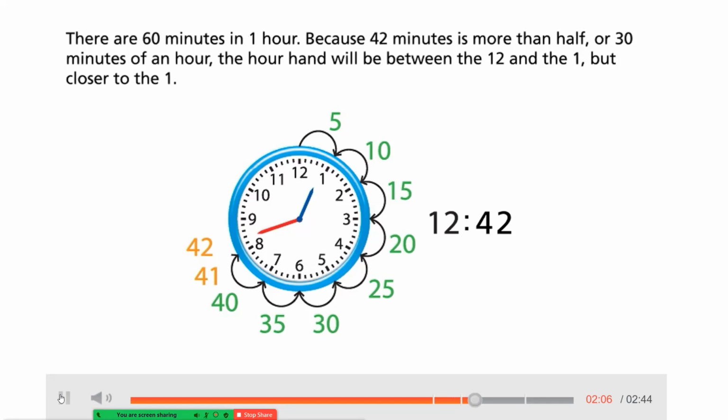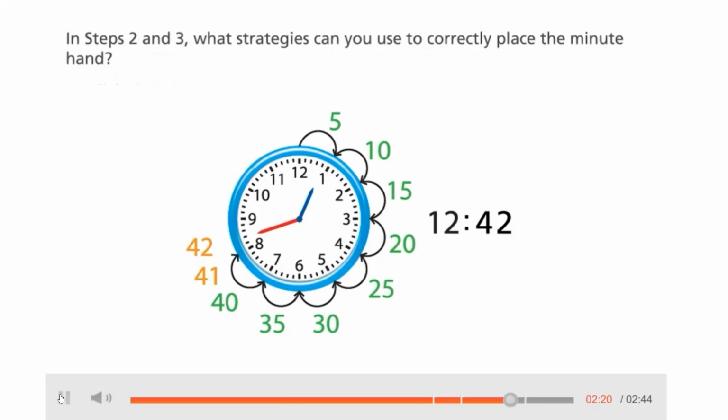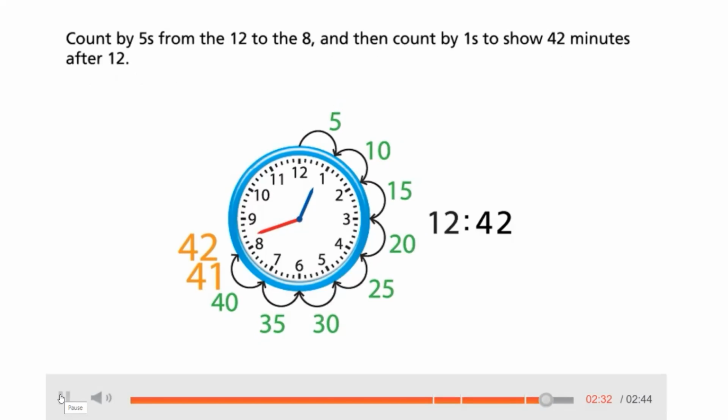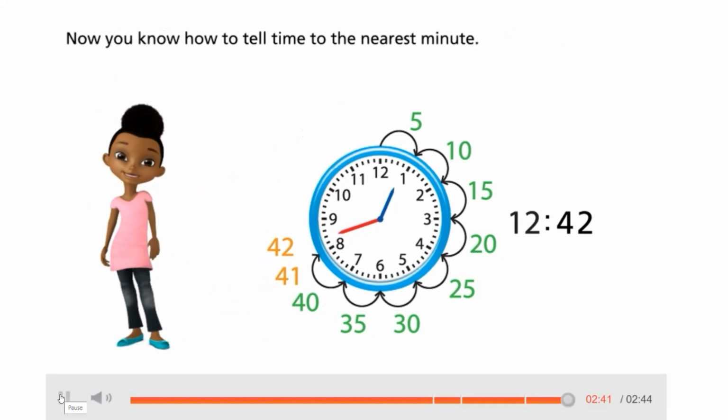There are 60 minutes in 1 hour. Because 42 minutes is more than half, or 30 minutes, of an hour, the hour hand will be between the 12 and the 1, but closer to the 1. In steps 2 and 3, what strategies can you use to correctly place the minute hand? Count by fives from the 12 to the 8, and then count by ones to show 42 minutes after 12. Now you know how to tell time to the nearest minute.